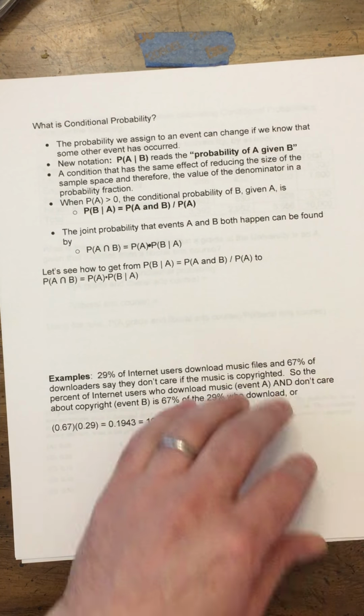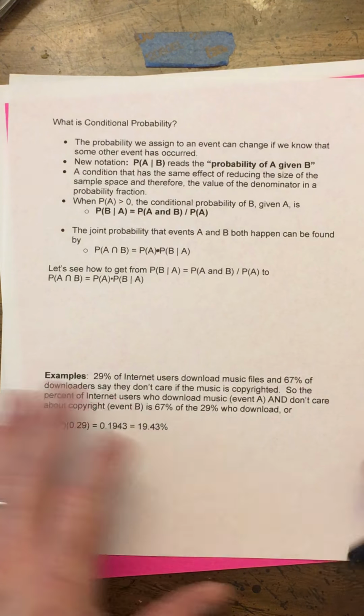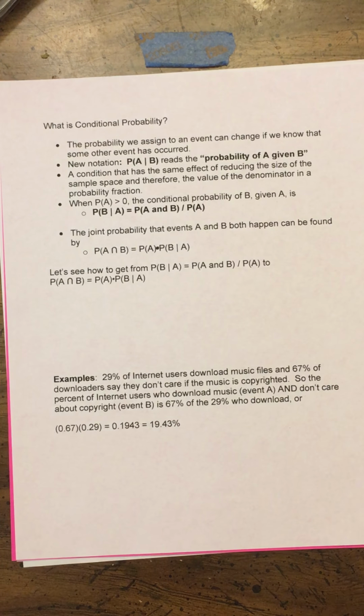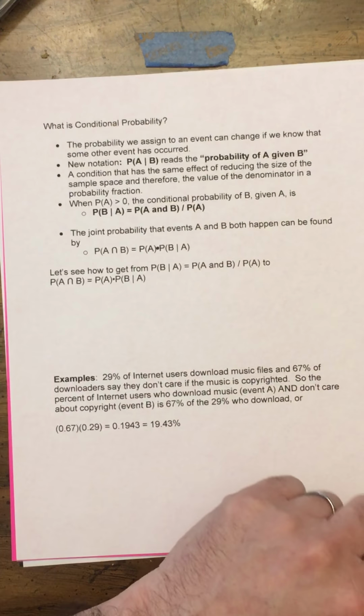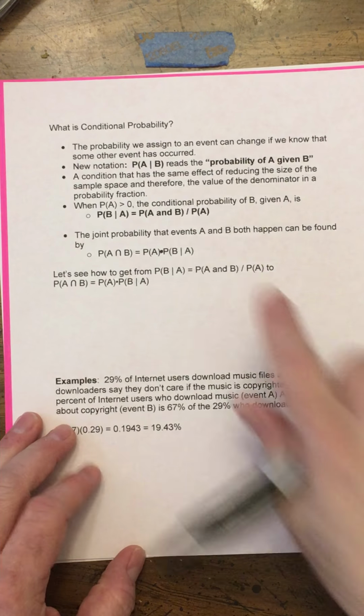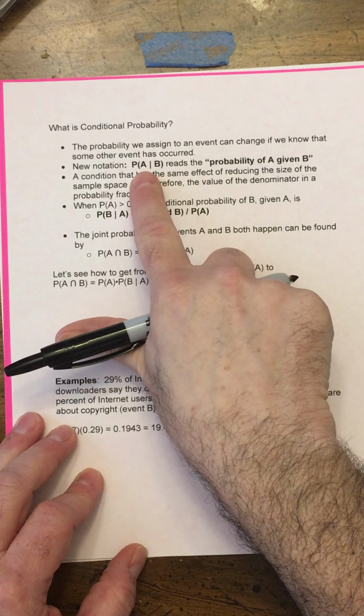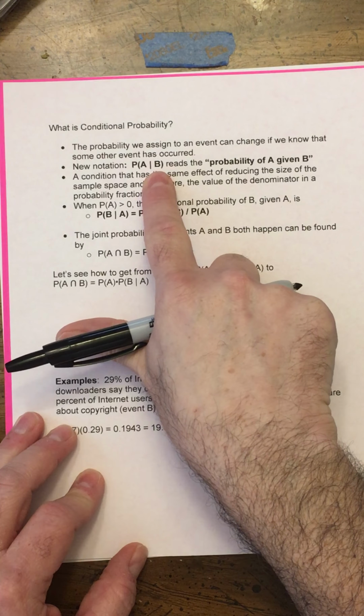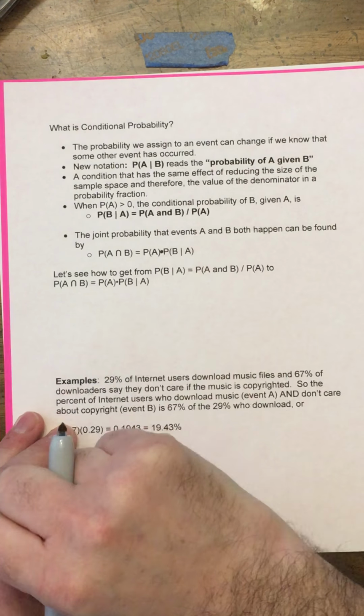Okay, conditional probability. This is an important one. The probability we assign to an event can change if we know that some other event has occurred. Here's the notation. The probability that A occurs given B has occurred reads "probability of A given B."